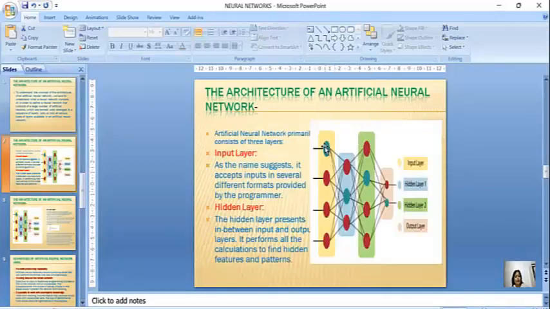It consists of an input layer. It consists of hidden layers. These are all the hidden layers. This yellow one is the input layer. And the output is coming. So, this is the output layer.